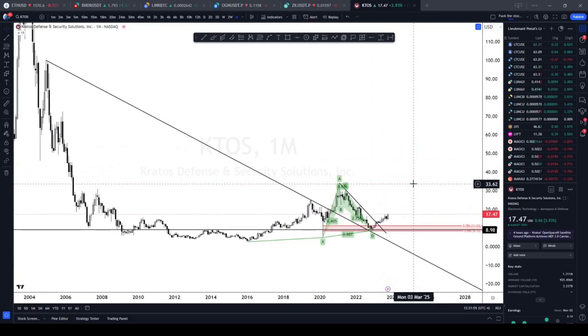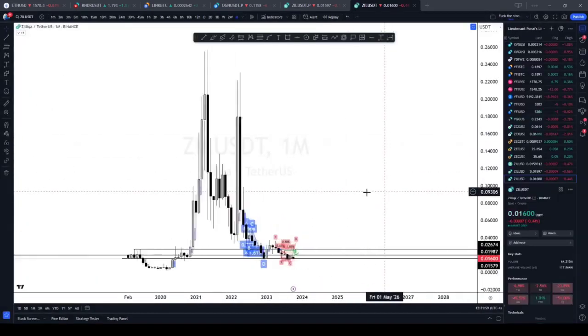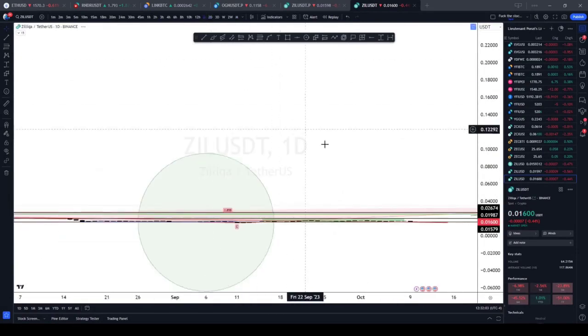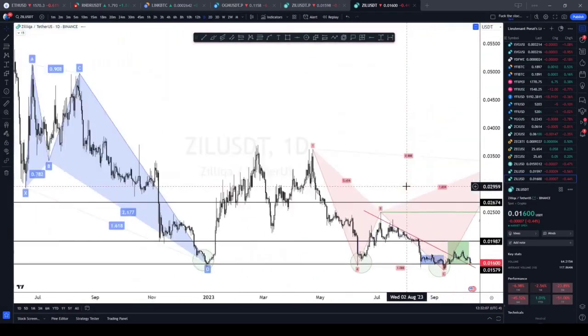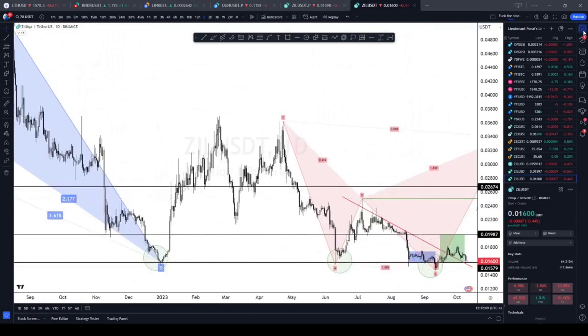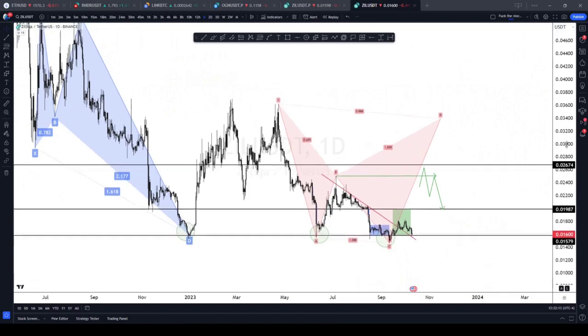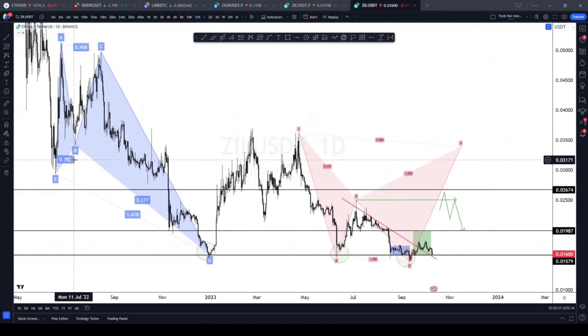I do like ZIL. Let me cover ZIL. Let's get off the monthly here. Crypto does not have as much data on some of these. Alright, so on ZIL, one thing I'm really focusing on is this larger butterfly at the 1.618 that we have. It reminds me of Storj a lot.